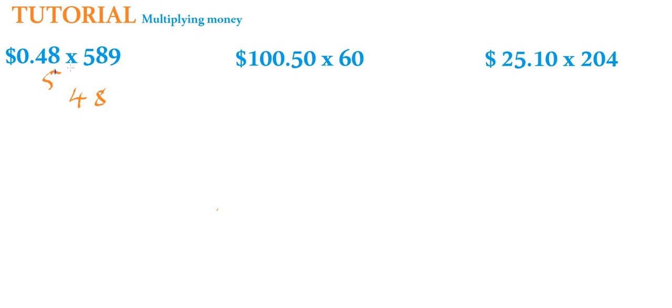So I'm going to put the 589 up here. Actually, I'll move it down a bit. Okay, give us a bit more room. So now we just go through our normal processes of multiplying.